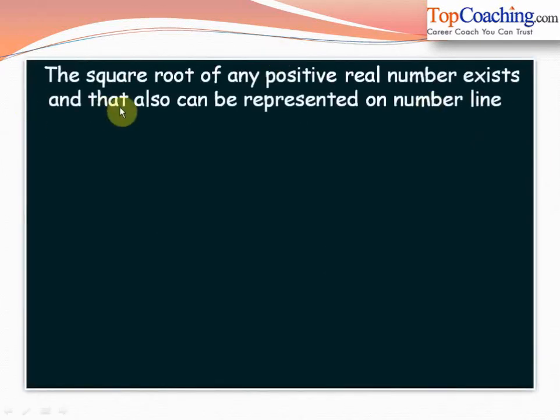And so we can say that the distributive law holds for all the real numbers. Now, the square root of any positive real number exists, and that can also be represented on the number line. So if we take the square root of any positive real number, then this square root is also represented on the number line. That is, this square root is also a real number, and that's quite obvious.